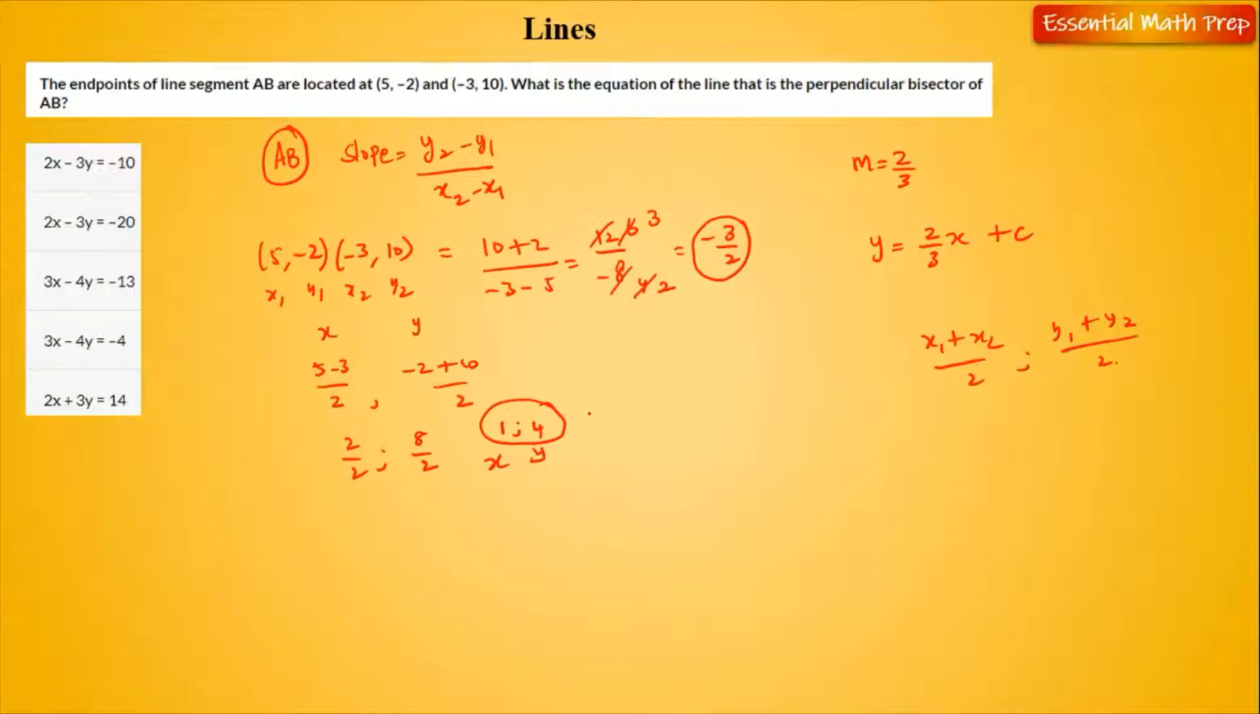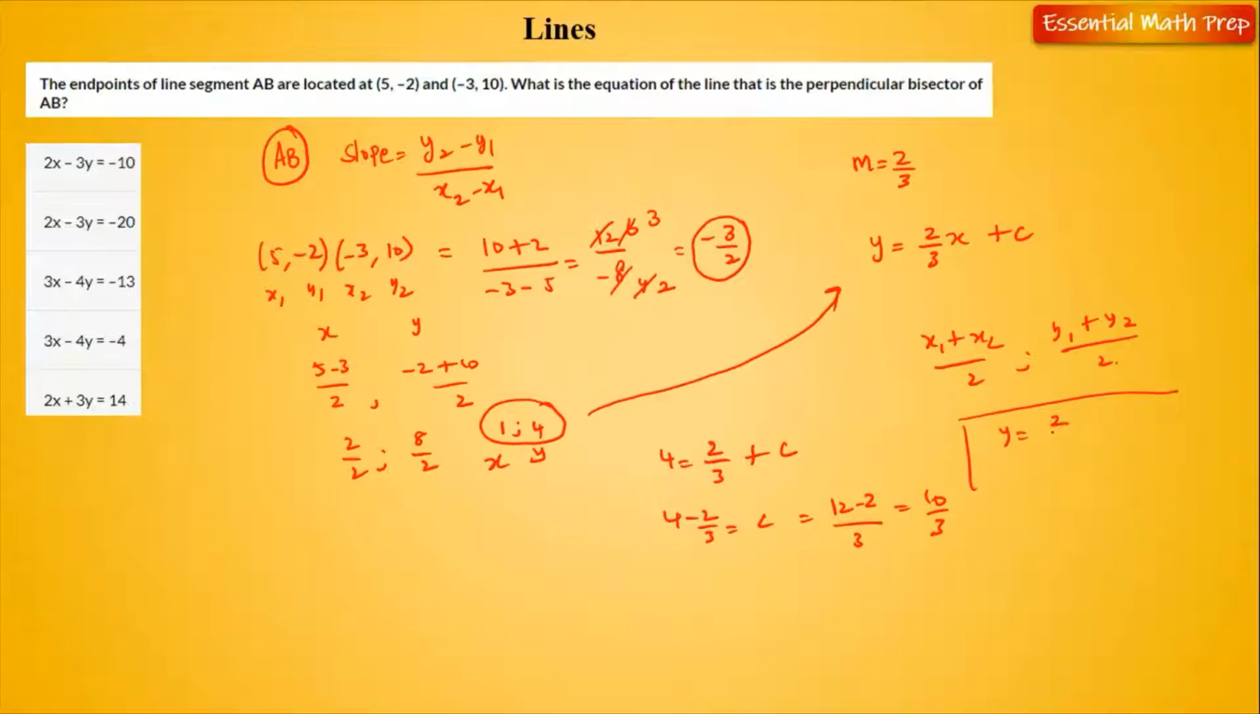So let's go ahead and substitute that into this expression. So 4 equals 2/3 plus c. So that'll be 4 minus 2/3 equals c. That's 12 minus 2 over 3, right? So that's 10 over 3. That's the intercept. So let's go ahead and plug this back into the expression. So y equals 2/3 x plus 10/3.